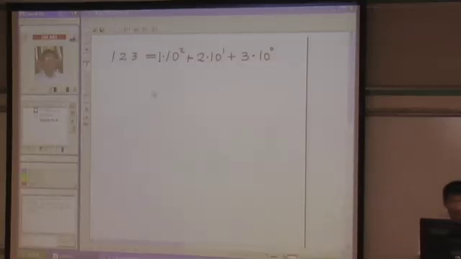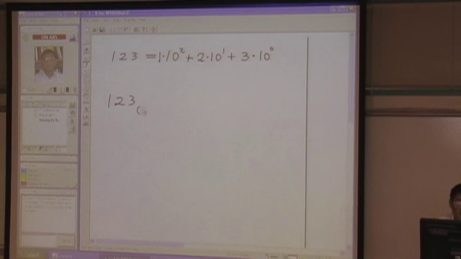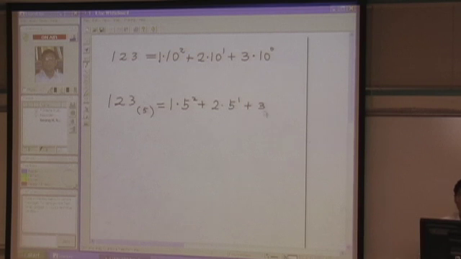10 to the power of 0. But if we have a different base, such as 5, then 123 means 1 times 5 to the power of 2, 2 times 5 to the power of 1, and then 3 times 1. So we have a different number. Now we want to consider conversion between the two.